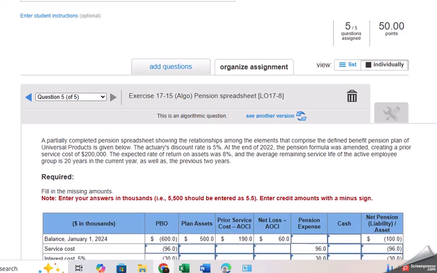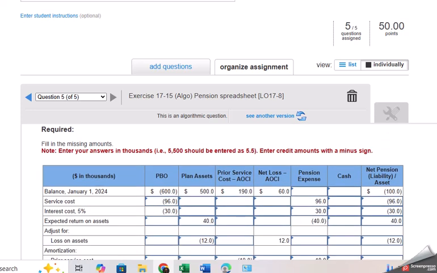So it says it's a partially filled in pension spreadsheet, and their discount rate is 5%. The pension formula was amended, which created prior service costs of 200,000. The expected rate of return was 8%, and the remaining service life of these employees is 20 years.